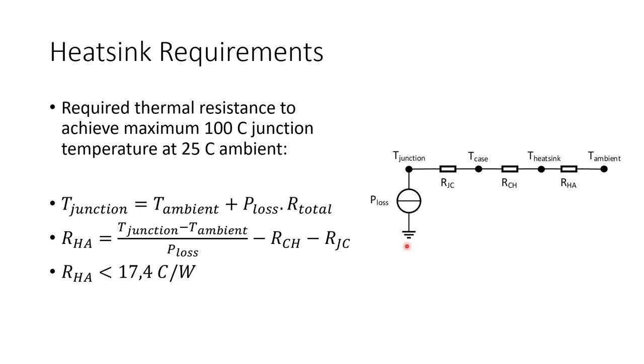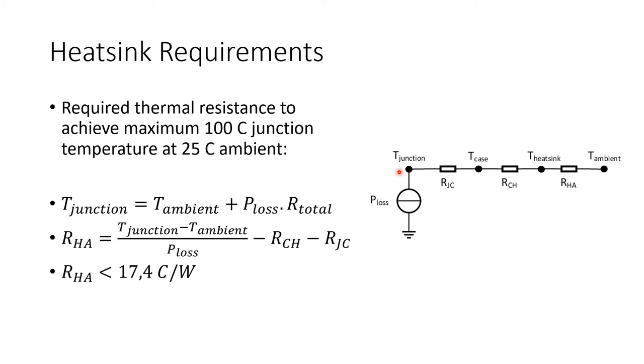Okay, but what should be the thermal resistance of the heatsink? I mean, what should be the range of the thermal resistance? In order to find out, I have made an assumption. We know that the ambient temperature is 25 Celsius. I have accepted the junction temperature to be 100 Celsius.